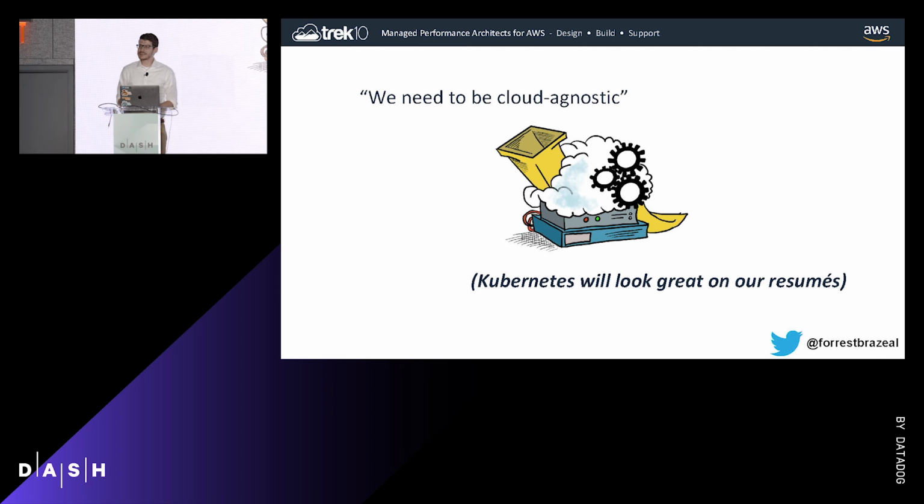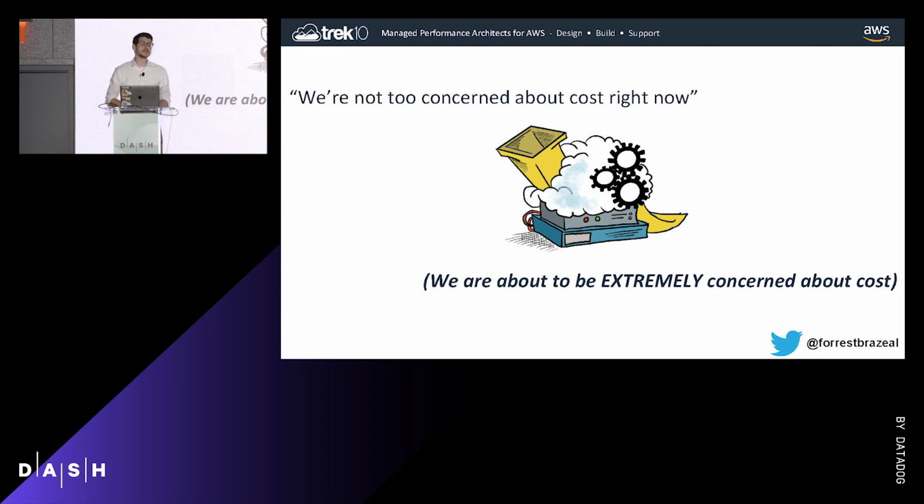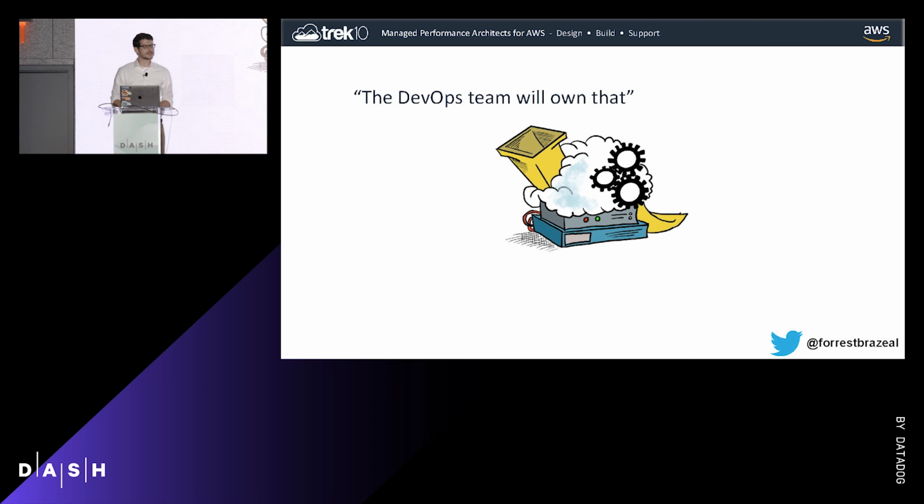We're not too concerned about cost right now. I hear that a lot at the beginning of a project where you're just focused on getting things into the cloud by any means necessary. That usually translates to we're about to be extremely concerned about cost. The DevOps team will own that. What do you think that translates to? Nobody will own that.